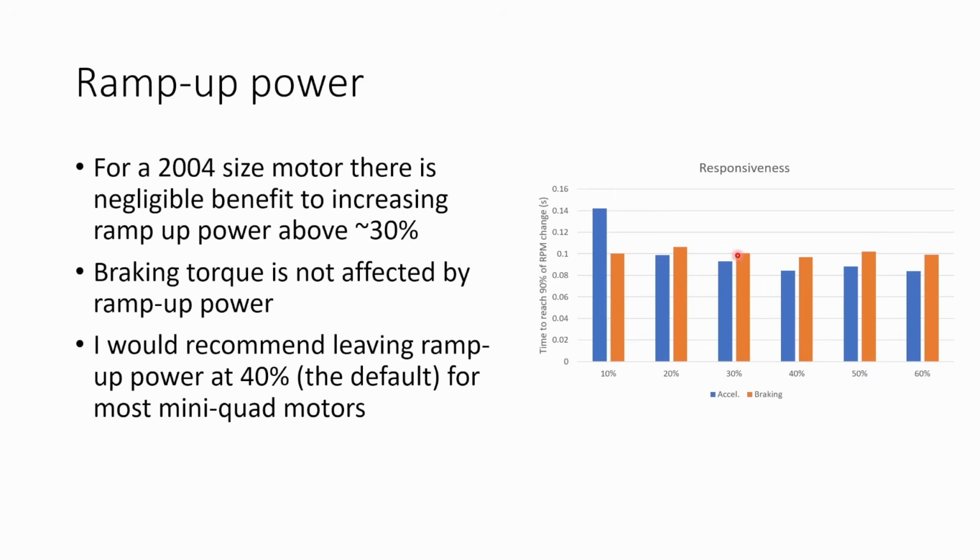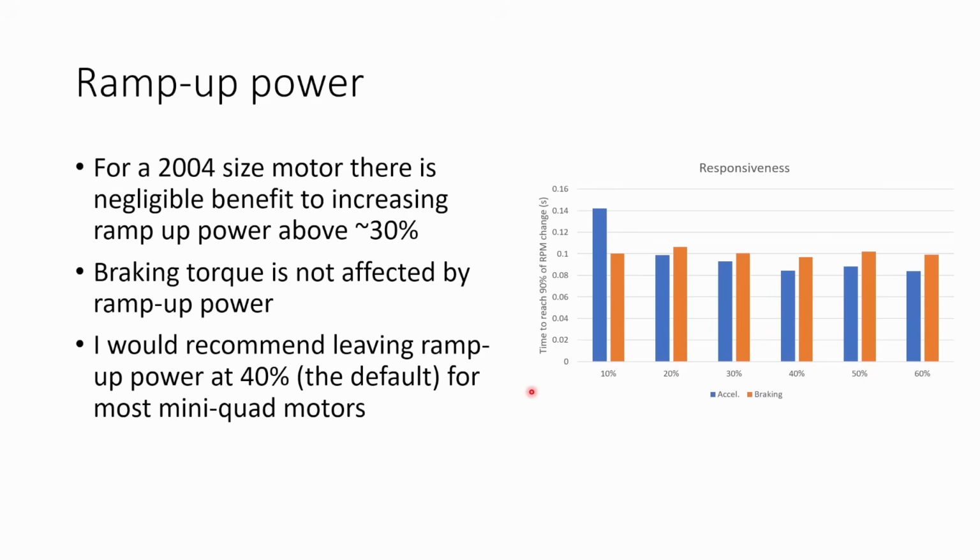Also, the braking torque of the motor, its responsiveness in braking, is insensitive to ramp up power, which I guess is as we would expect because that parameter isn't really active when the motor is decelerating. But the acceleration of the motor is definitely improved by increasing ramp up power. And I think you could argue that really even 40% ramp up power might be the optimum value here. It certainly gives the lowest amount of time to reach 90% of RPM under acceleration. And so I would recommend leaving ramp up power at 40%, which is the default for most mini quad motors.